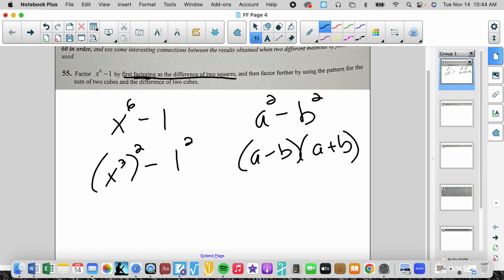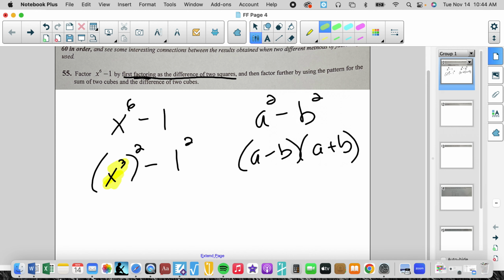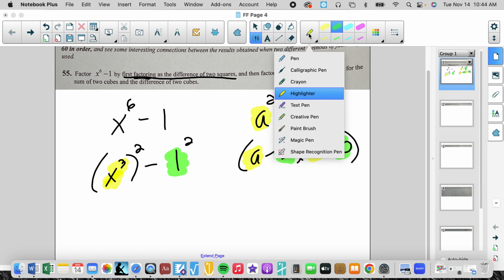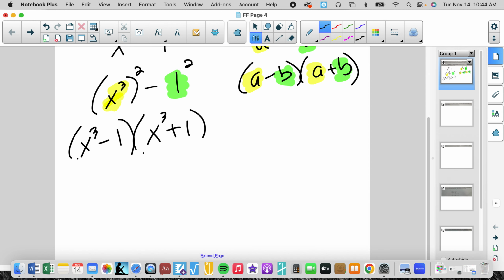So our a value is going to be x to the third. That's going to be our a value. So we'd have to write it in those two spots. And our b value is going to be 1. So if we write this, we're going to write our a value, x to the third, minus our b value, which is 1, and then x to the third plus 1. So we're just plugging into that template.